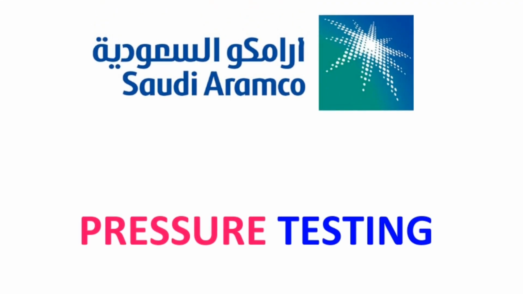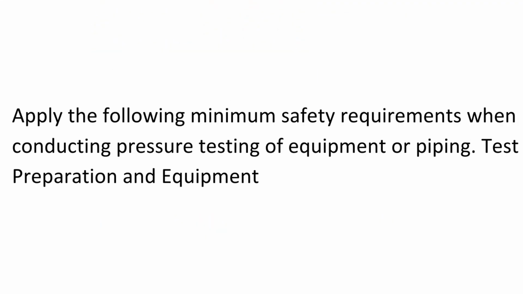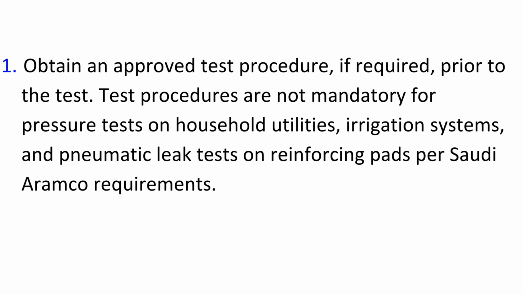Saudi Aramco, pressure testing. Apply the following minimum safety requirements when conducting pressure testing of equipment or piping. Test preparation and equipment. 1. Obtain an approved test procedure, if required, prior to the test. Test procedures are not mandatory for pressure tests on household utilities, irrigation systems, and pneumatic leak tests on reinforcing pads per Saudi Aramco requirement.